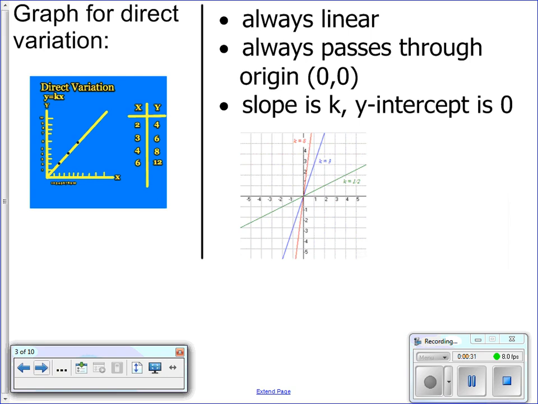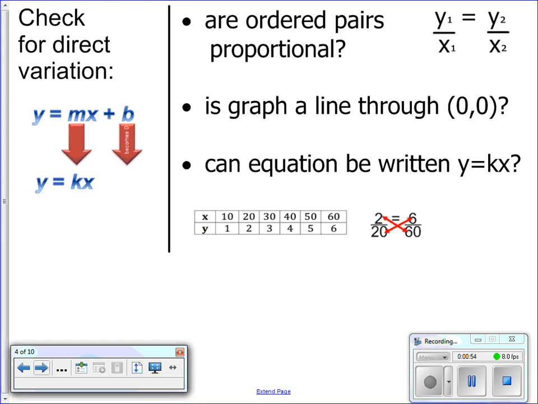So the graph for direct variation is always linear, and it always passes through that 0, 0 origin. The slope is k, the constant of variation. We've also talked about it being rate of change. We talked about it being slope, all right? When the slope is k, the y-intercept is 0 in a direct variation equation.